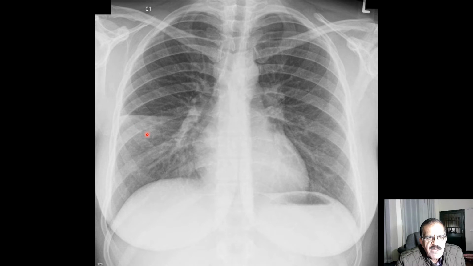It has perhaps just started developing. It is not that dense and it is not that homogeneous also. This part is getting consolidated, and the lower border is not marked because the consolidation process hasn't yet reached the oblique fissure. Once it reaches there, then the lower border will be like this.